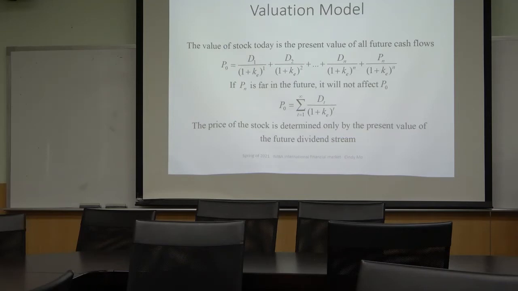Suppose that we hold the stock for an infinite period. Then we can sum the future cash flows of the dividends, and we also need to discount them by the rate of return KE, from period 1 to infinity. So the price of the stock is determined only by the present value of the future dividend stream.